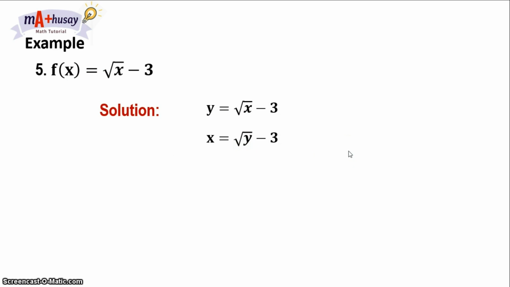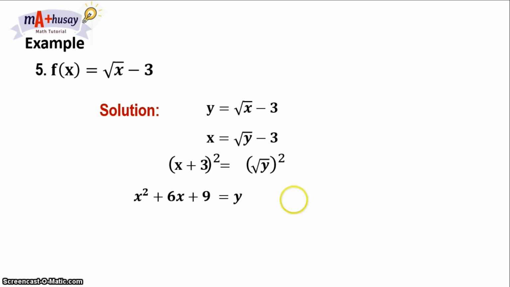Now, ang gagawin natin, since we're looking for the new value of y, we will add 3 to both sides of the equation. Kaya, ang nangyari, meron tayong x plus 3 equals square root of y. So, since we want to solve for the value of y, ang gagawin natin, we square both sides of the equation. So, sa right side of the equation, magiging y na lang yan. Pero sa left side of the equation, x plus 3 squared ay x squared plus 6x plus 9. So, pwede kayong gumamit ng FOIL method.